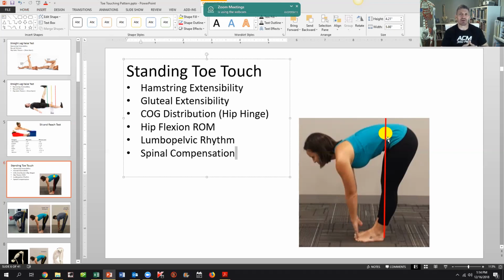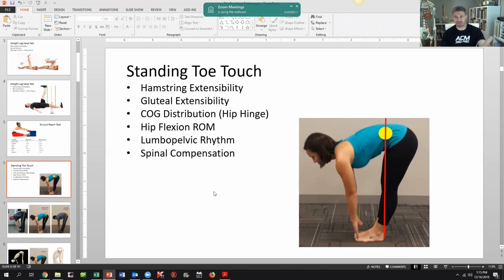You'll be able to predict just about anything else in the ACM assessment just from this, outside of the ankle mobility range. So those are just some of the things that I look at in a toe touching pattern from the coronal view, and I'll show you that in a second too, from this direction.